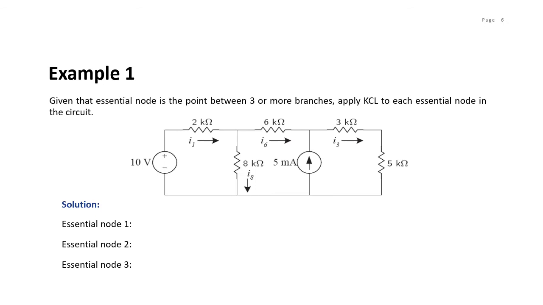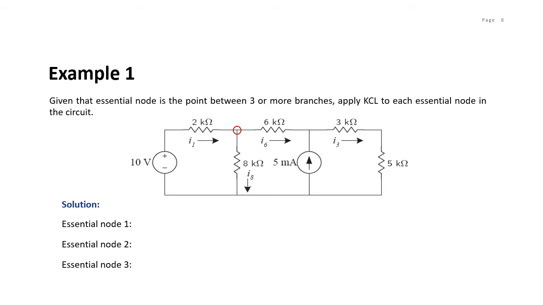Okay, let's do an example together. Given that an essential node is a point with 3 or more branches, apply KCL to each essential node in the circuit. First, you have to identify where the essential nodes are. It needs to be at least between 3 or more branches. So in this case, let's start on the left. Can you find one? It should be here. So this is your first essential node.